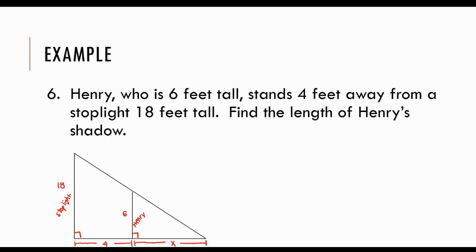I do want you to understand that I am still dealing with two right triangles. So one of the triangles is dealing with Henry. So it's Henry's height, which is 6, over his shadow, which is my unknown. That's going to equal then the height of the stoplight, which is 18, over the shadow of the stoplight. But notice that the shadow isn't 4 and the shadow isn't X, but it's those two things together. I need to add those two pieces, and together that's going to get me the length of his shadow.